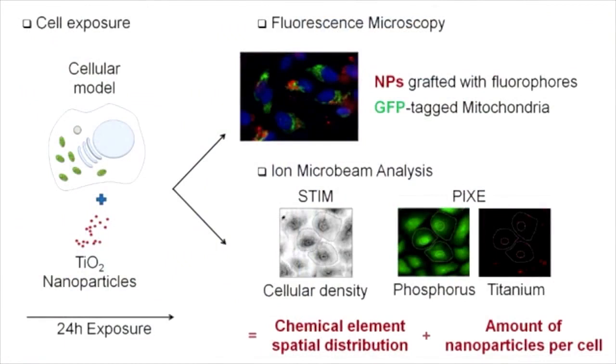Here, we describe a method based on the combination of fluorescence microscopy and nuclear microprobe analysis. This provides images of the cellular density, chemical element spatial distribution, and the amount of nanoparticles per cells. As a demonstration, we show results from cells exposed to titanium dioxide nanoparticles over 24 hours using both fluorescence microscopy and nuclear microprobe analysis.